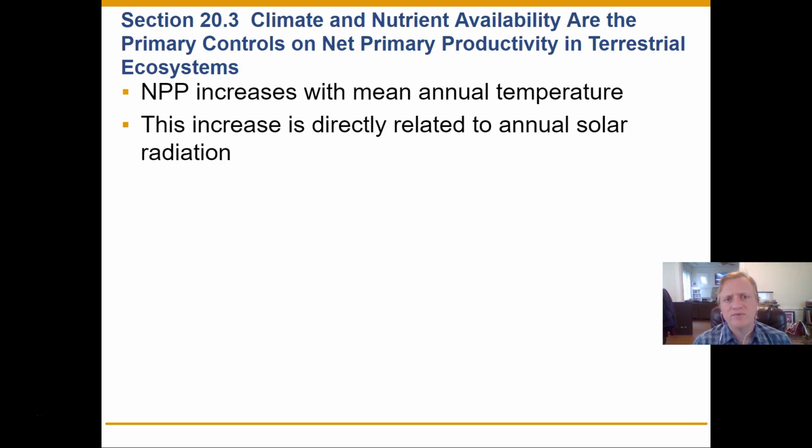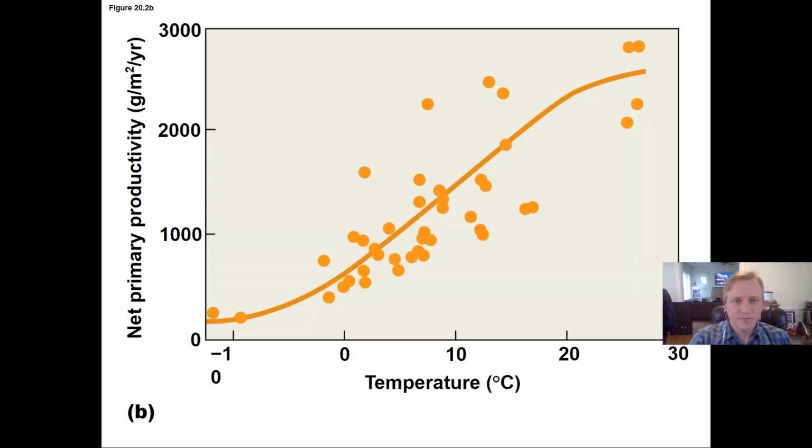So net primary productivity increases with mean annual temperature. Why do you suppose this is? Well, generally, the higher your annual temperature, the more solar radiation you're going to have. The more sunlight you have, the higher temperature you're going to have. And remember, again, that equation for photosynthesis, you need sunlight in order for primary productivity to even happen. So here's a nice correlation between temperature and net primary productivity.